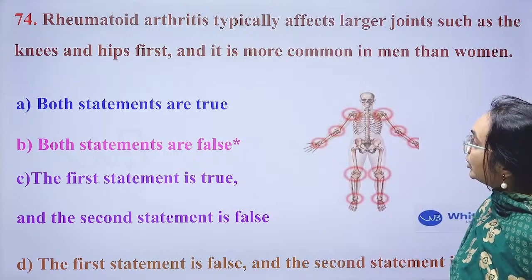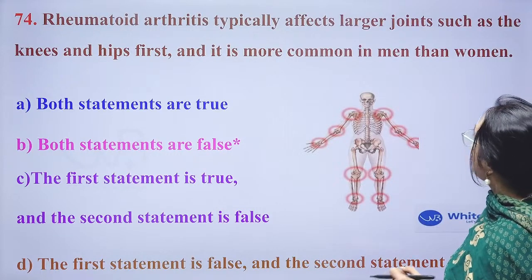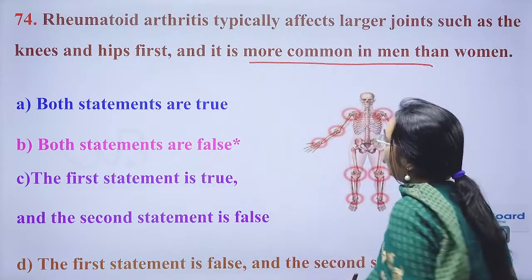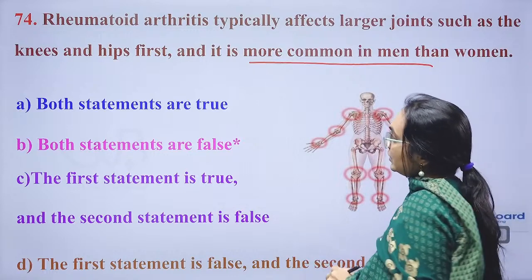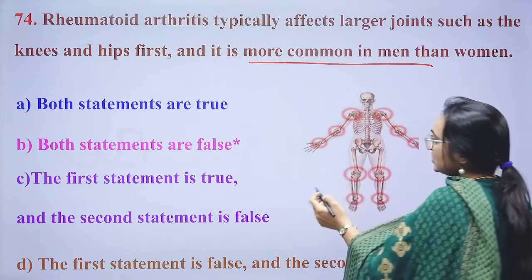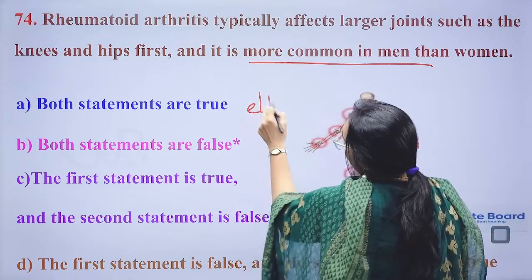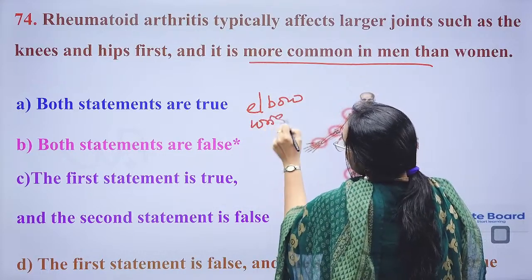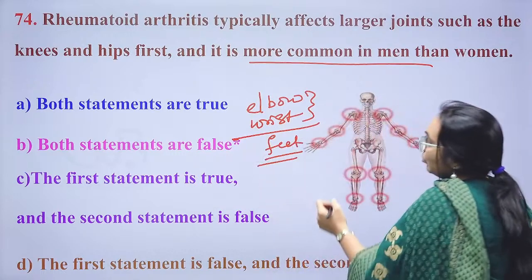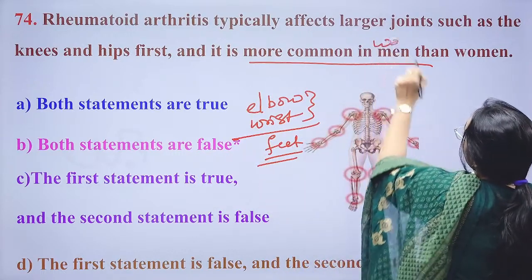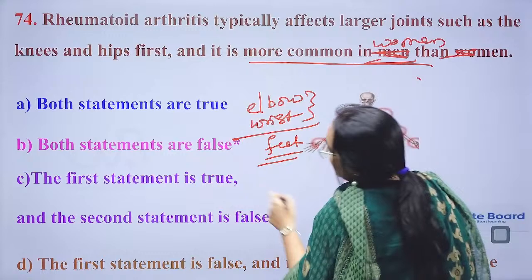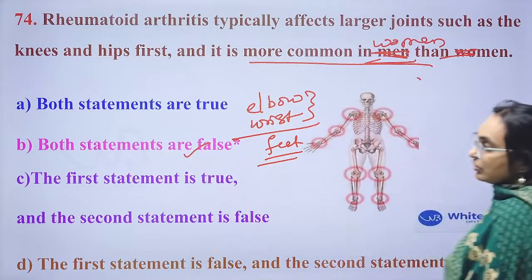Next question, rheumatoid arthritis typically affects the larger joints such as knees and hips first, and it's more common in men than in women. So here, rheumatoid arthritis is typically not affecting the knees and hips, it affects the wrist, elbow, and the bones of the feet. And it is more common in women than in men. So here both statements are false. The 74 option is B.